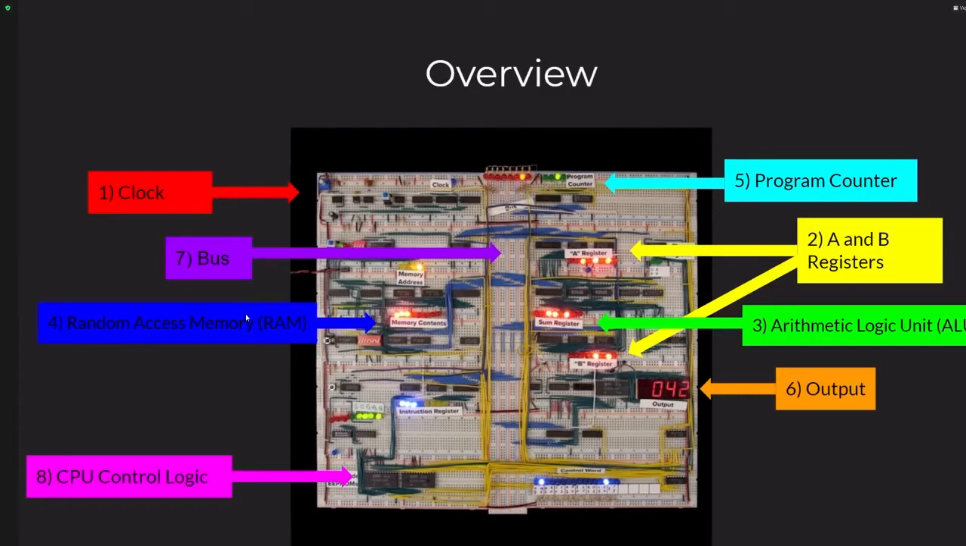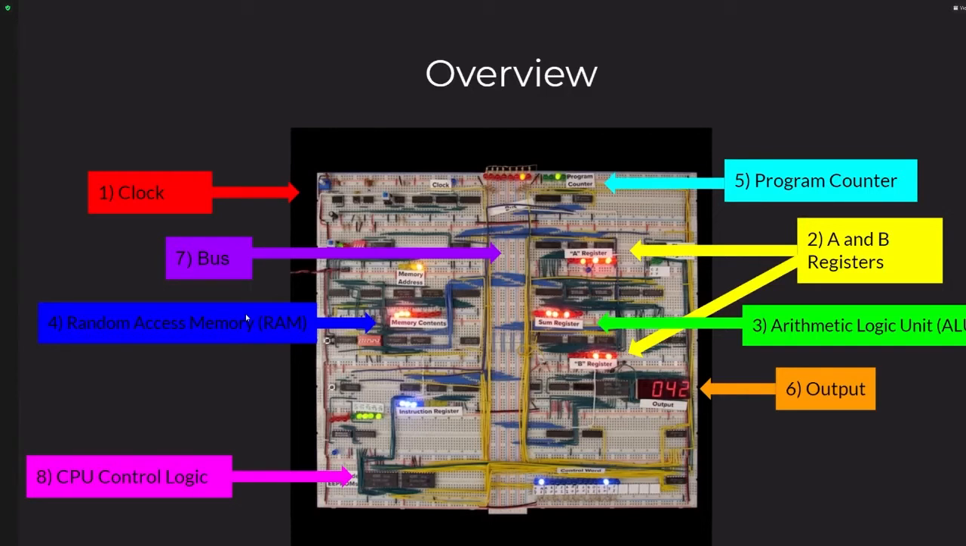Then number 5 is the program counter. This will display whatever step you're up to. So right now, if you look at it, you can see that it's number 2. That means you're doing whatever your second step is, whatever you program it to be.